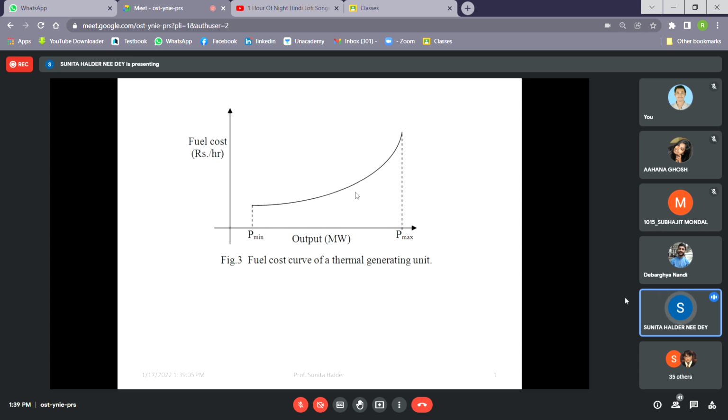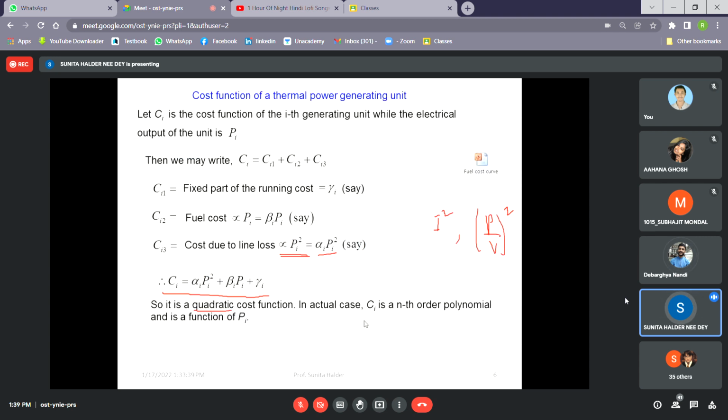That's why it is a parabola, okay, not a straight line. Understood? So in the book or in the paper, there are so many research papers on this topic. If you see, it is written as fuel cost, but more accurately, if you want to write, it will be the cost function, not the fuel cost or anything.